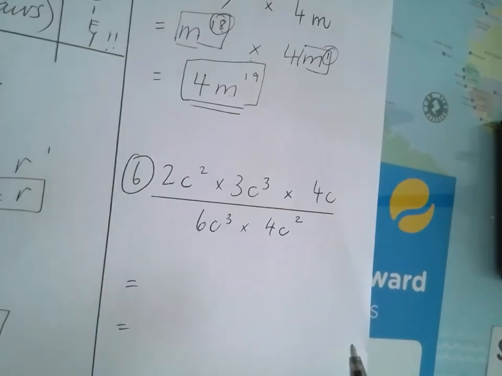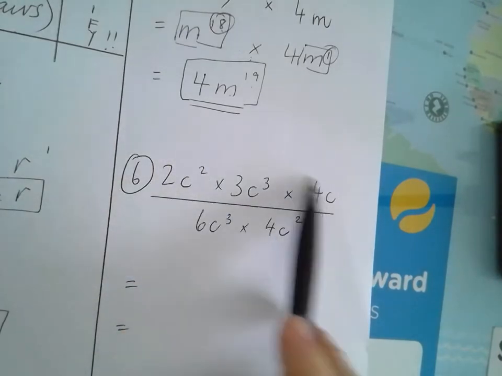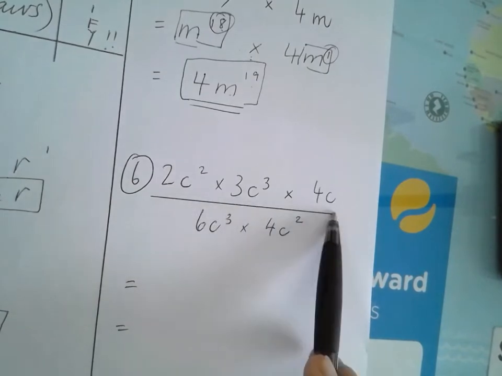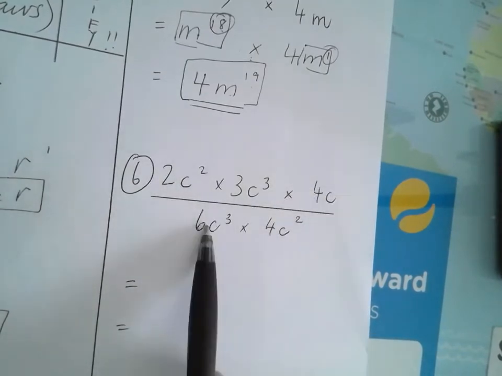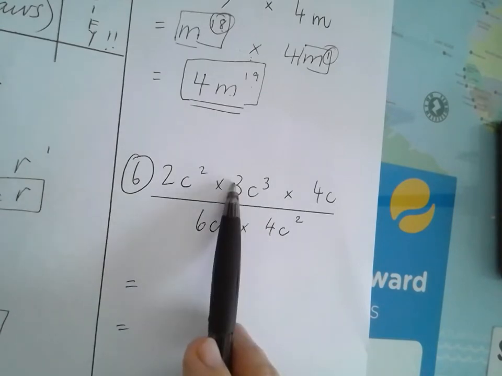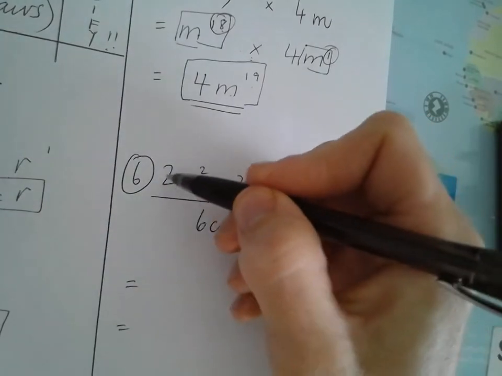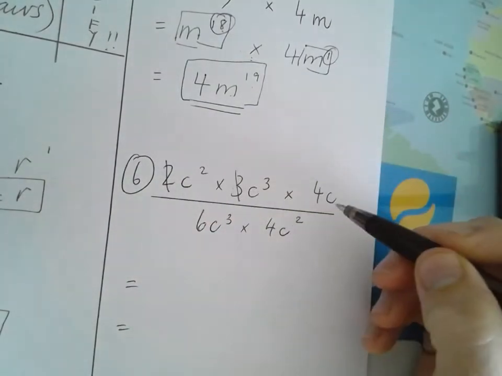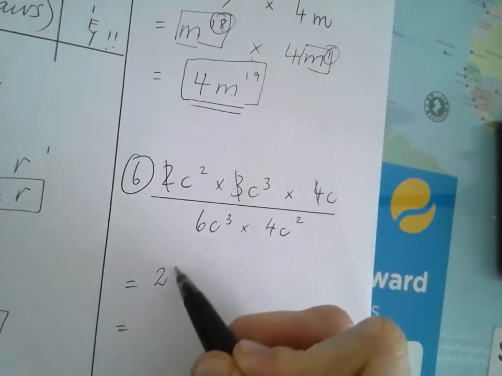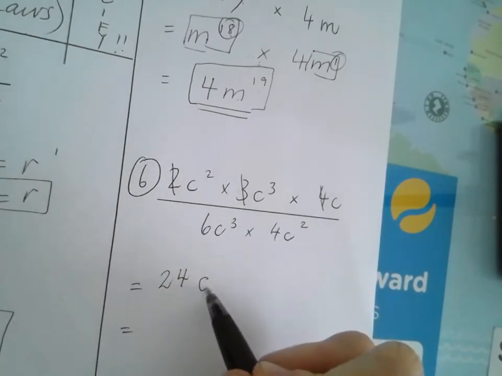Question 6. Okay, we have index law 1 happening in our numerator and our denominator. And then we have index law 2 with our division. Let's simplify the expression in the numerator and the expression in the denominator. Let's work out our coefficients. 2 times 3 is 6, times 4, 24. Index law 1 says to keep the base, add the powers.